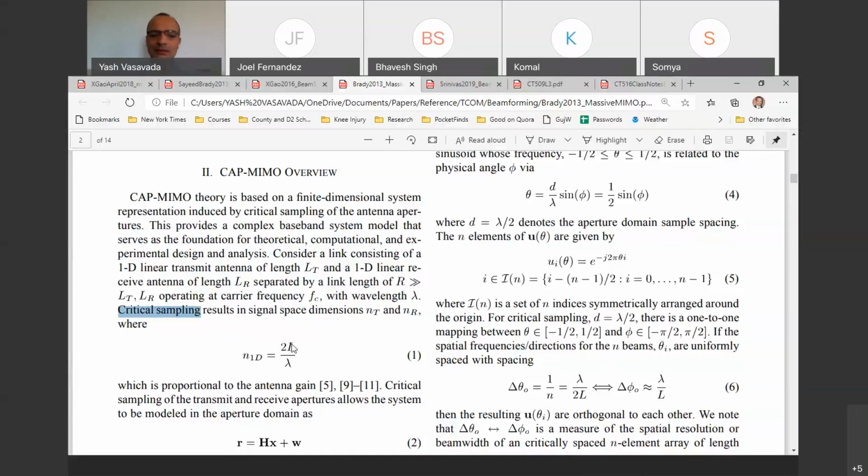The length of the antenna, the size of the antenna is L. L is in meters. And this N1D is just a notation for the number of samples that they can get out of this antenna. And that is in the dimension of the space. In our notation, this small n1d will be capital N, the number of feed elements. I'm asking, what can you infer from this equation 1?